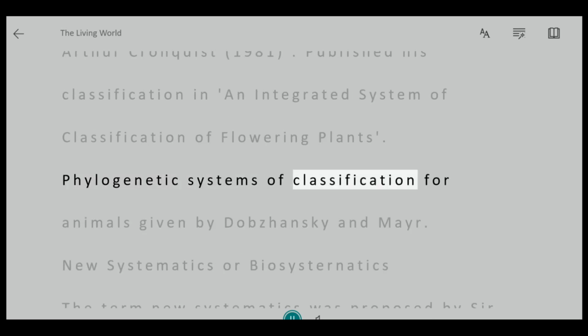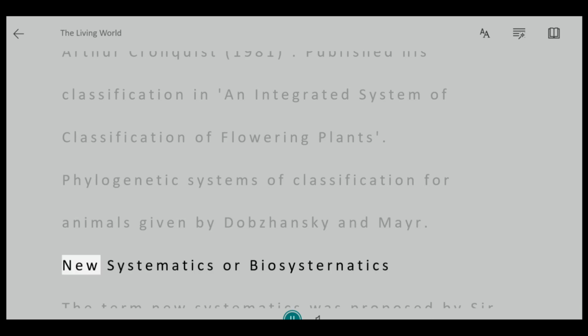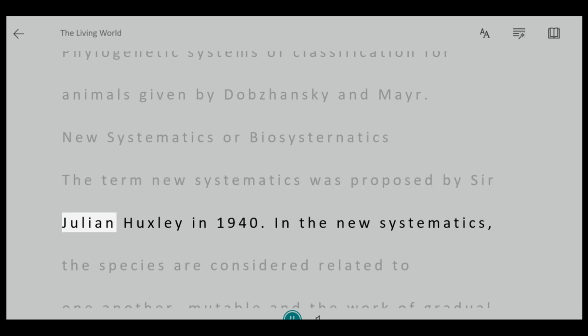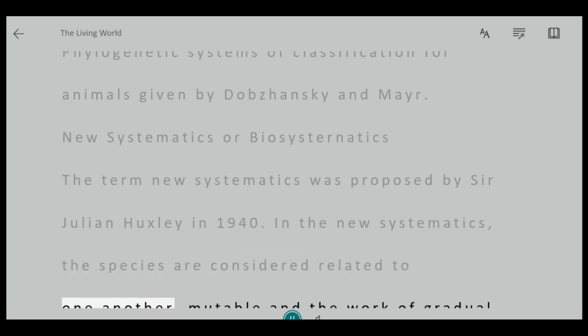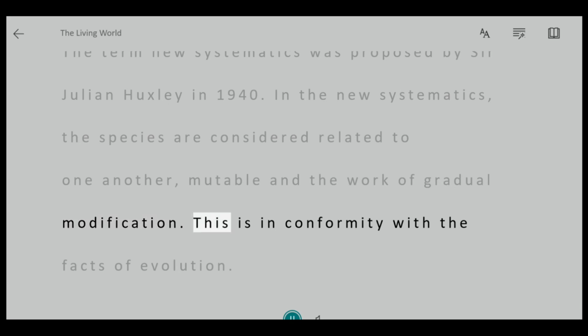Phylogenetic systems of classification for animals were given by Dobzhansky and Mayr. New systematics or biosystematics. The term new systematics was proposed by Sir Julian Huxley in 1940. In the new systematics, the species are considered related to one another, mutable, and the work of gradual modification. This is in conformity with the facts of evolution.